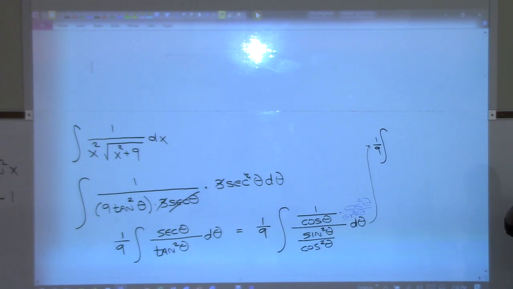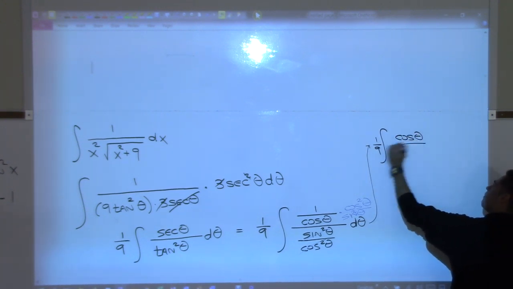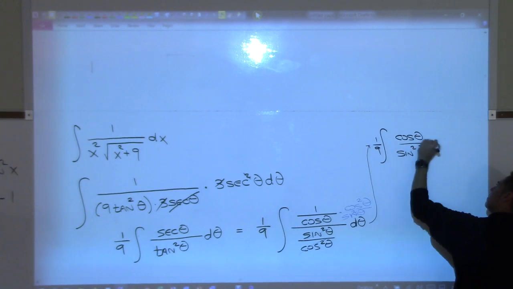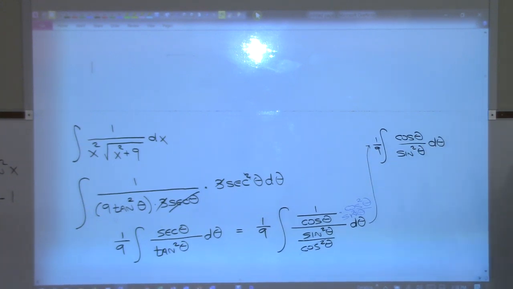So what am I left with? You're left with cosine theta on top over sine squared theta, d theta, right? You could do cosecant times cotangent.